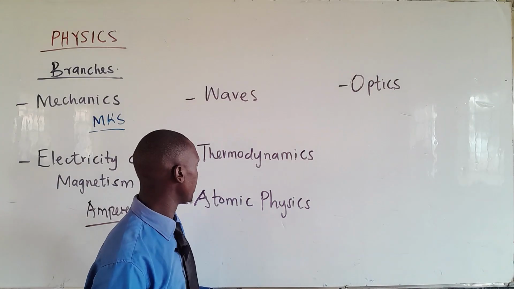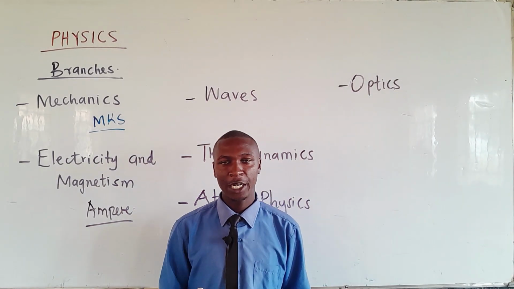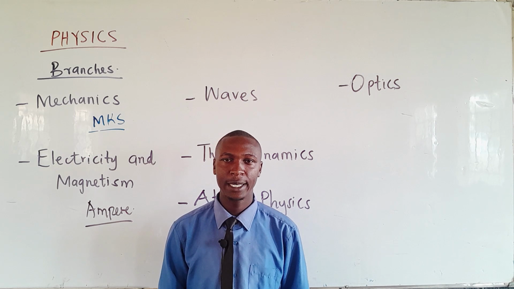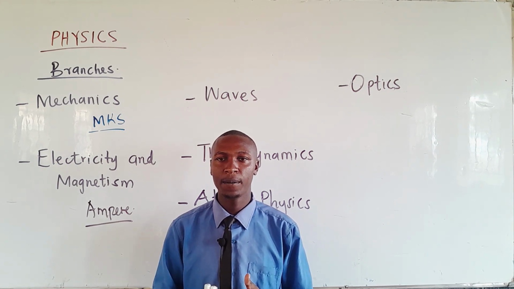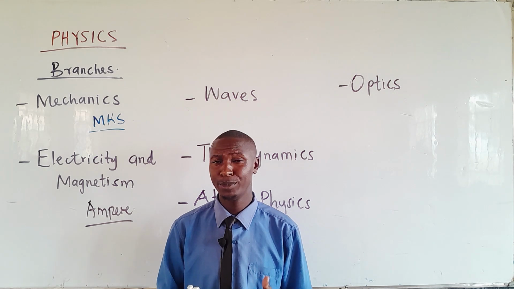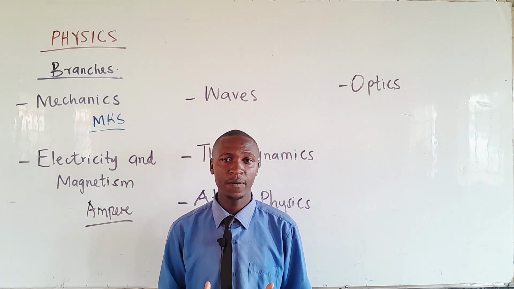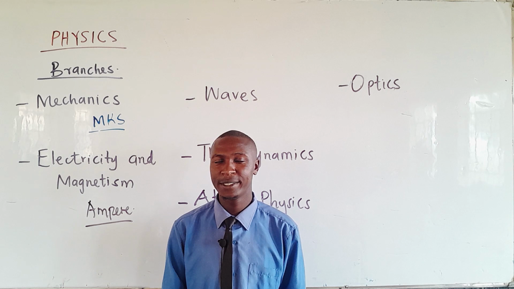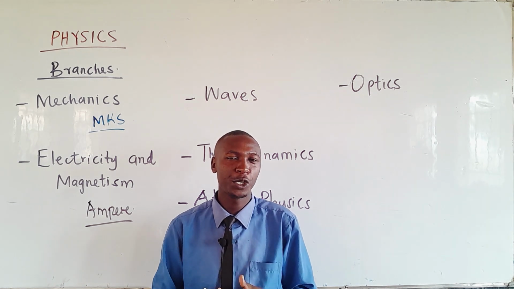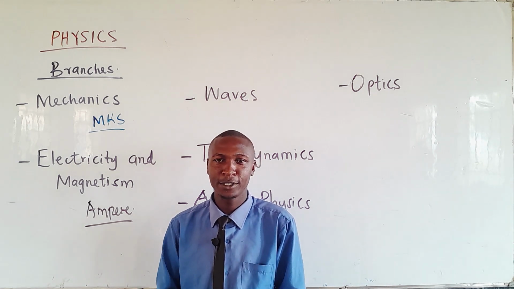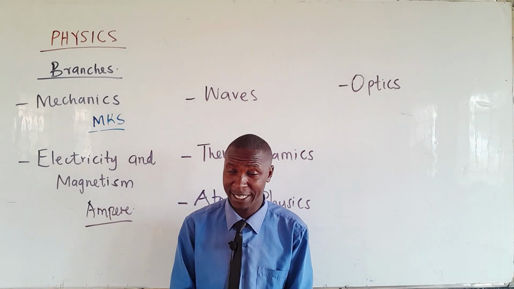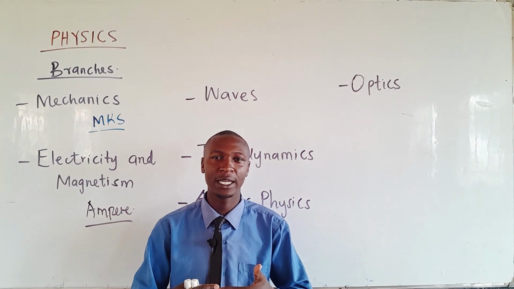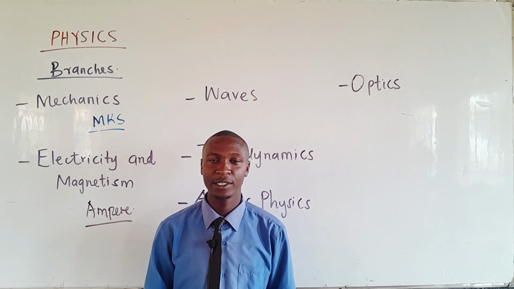Now also we have atomic physics. Atomic physics has to deal with radioactivity. In radioactivity, we have those atoms that can be induced to produce energy. Now, this energy can be applied in so many ways. For example, we have what we call nuclear physics. Nuclear physics can be found in atomic physics because we're going to learn about the contents of a nucleus and how it can produce energy when triggered to.